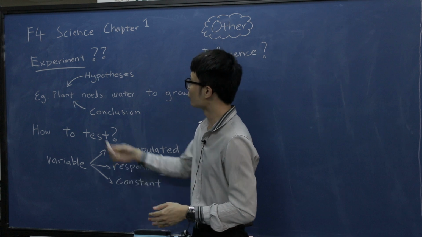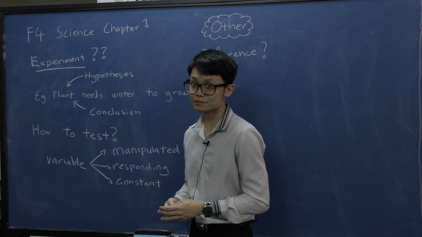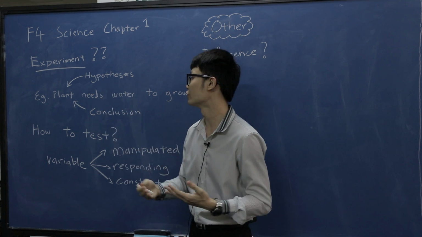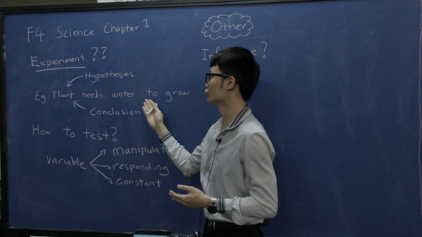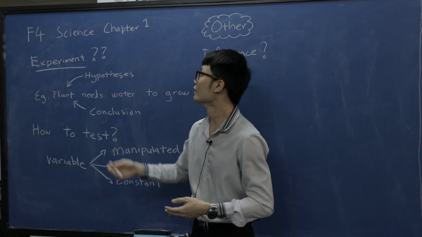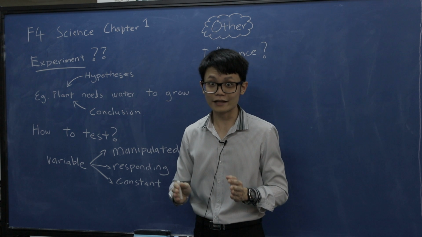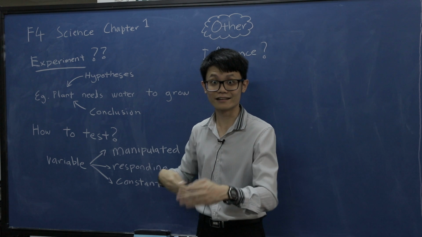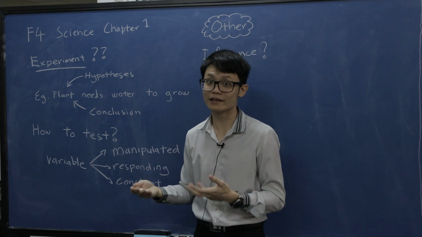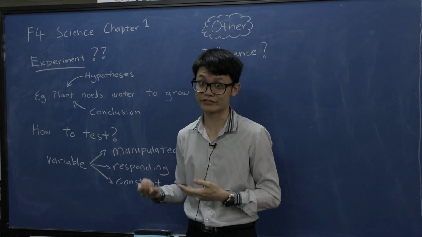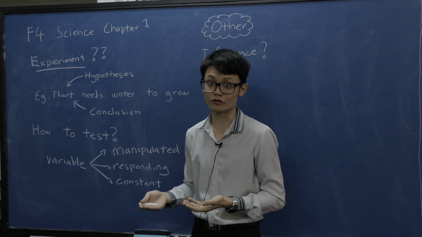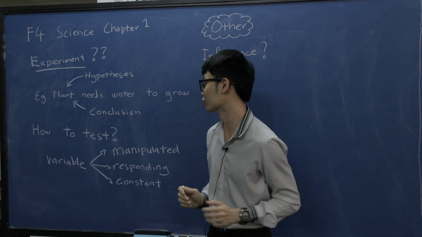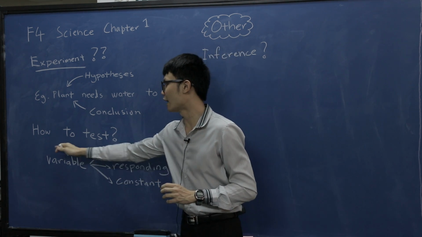So first we need to learn what a hypothesis is. A hypothesis is something that we want to test. For example, plants need water to grow. So this is the hypothesis. For Form 1 until Form 5, your hypothesis will be the same as the conclusion. Unless you go to college, then maybe the conclusion is hypothesis rejected, plants do not need water to grow. But from Form 1 to Form 5, the hypothesis will always be the same as the conclusion. So for example, how to test?